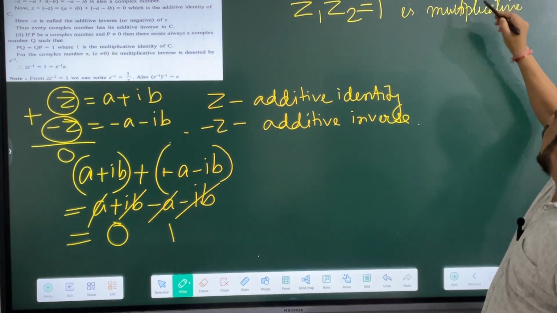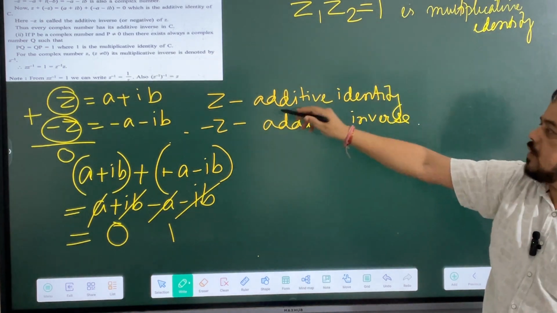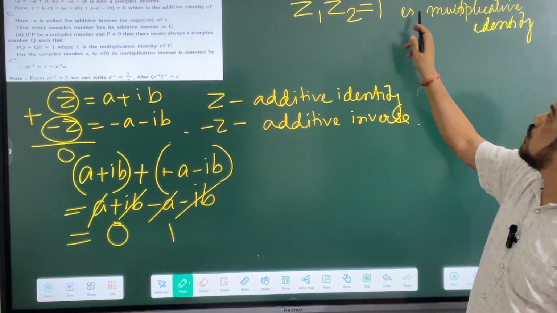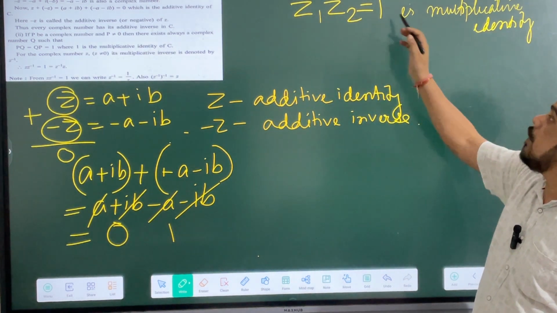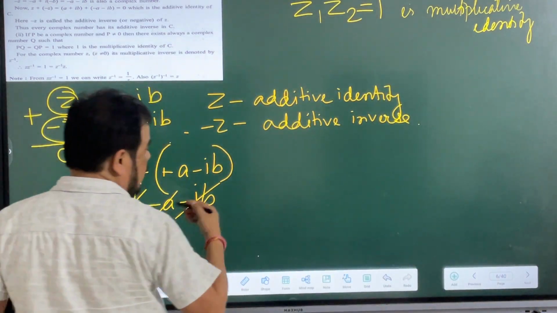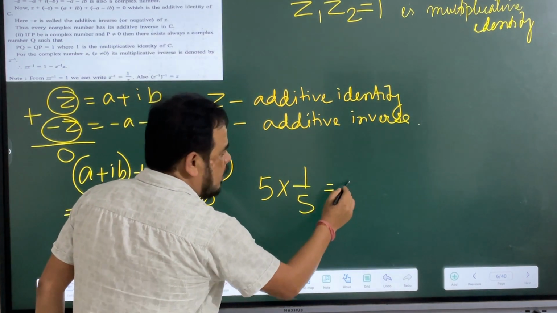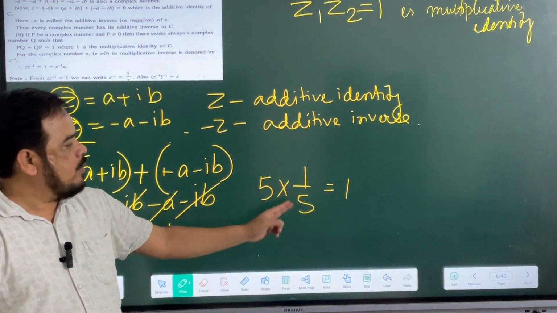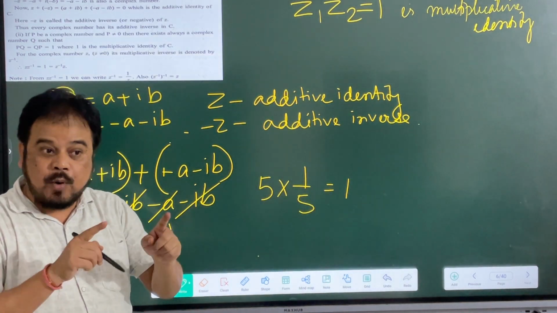Multiplicative identity. Since it is multiplied, and there it was added, so that was additive identity. So here it is called multiplicative identity. When do we get this type of answer? When do we get 1? In general math we have 5 into 1 by 5. If we multiply 5 and 1 by 5, we get 1. That one you got in general math as reciprocal to each other.